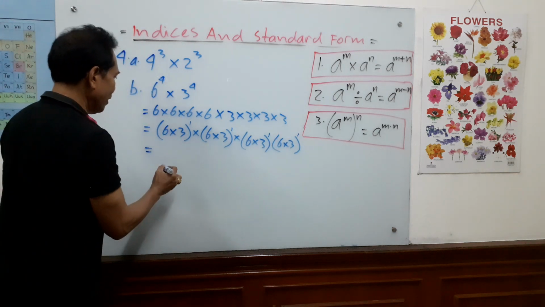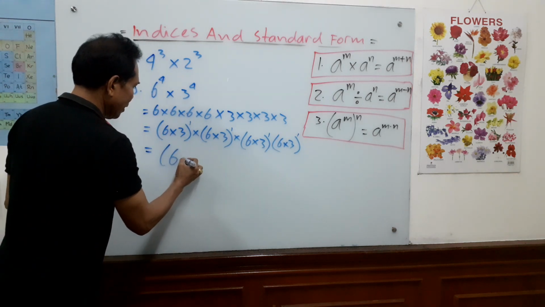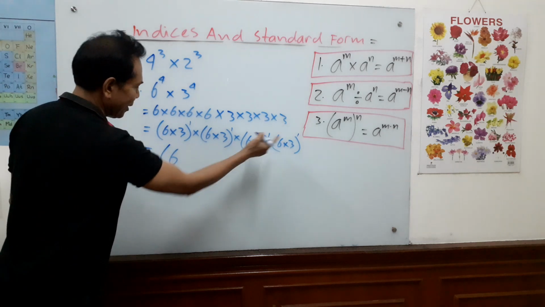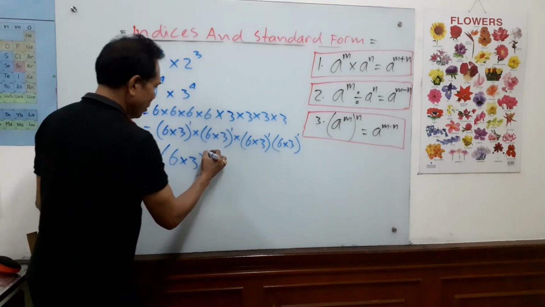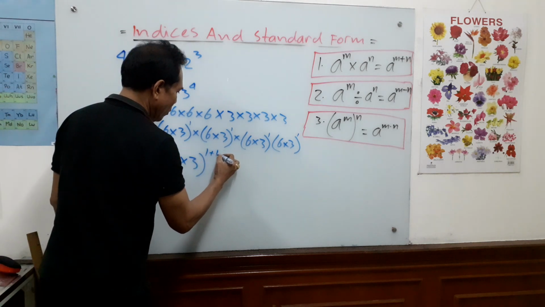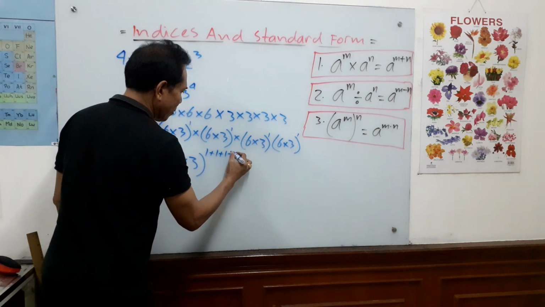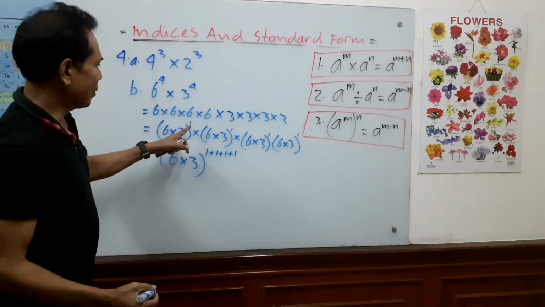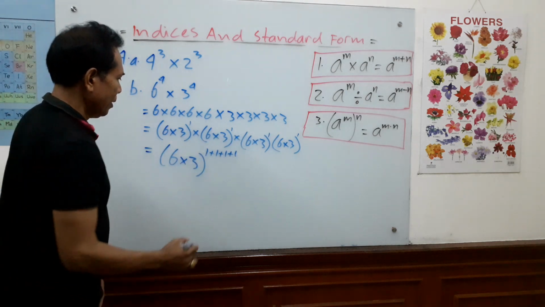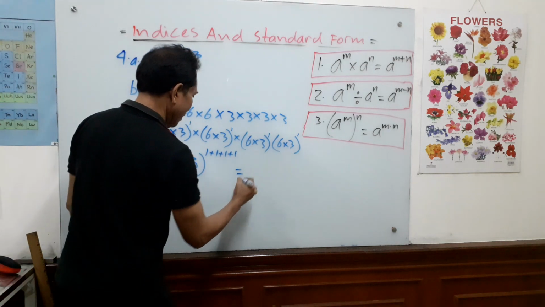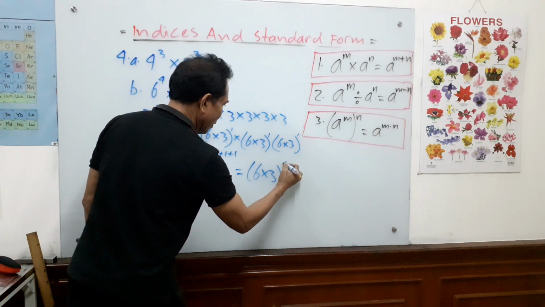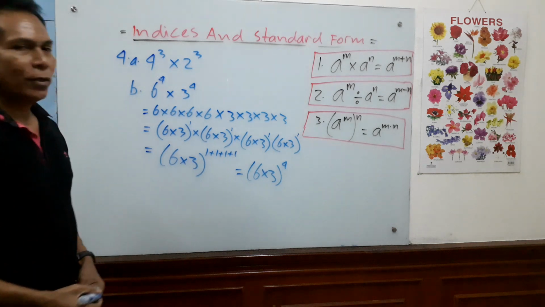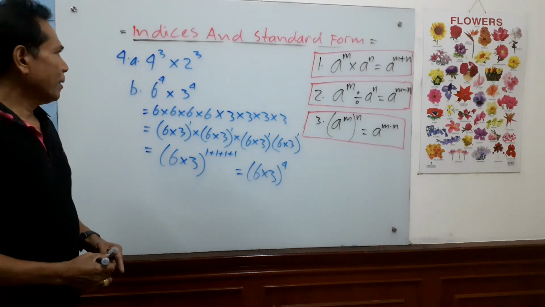So what we have here: the base numbers are all the same, 6 times 3 power 1 plus 1 plus 1 plus 1, 4 times: 1, 2, 3, 4. So we have 6 times 3 power 4. That's your final answer.